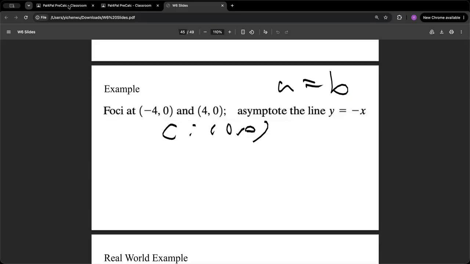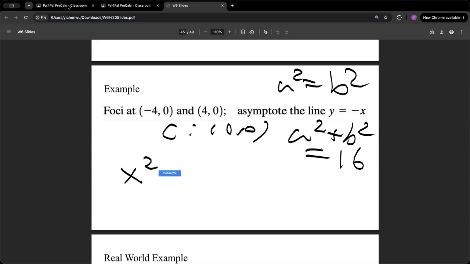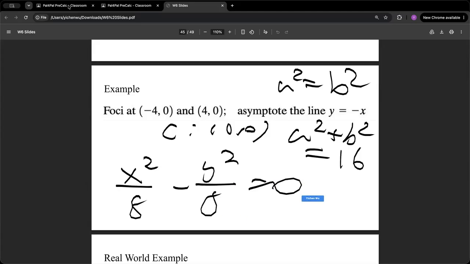Or a squared equals b squared is more accurate. With this, we can also get a squared plus b squared is 4 squared, which is 16. So a squared and b squared are both 8. So then we just get x squared over 8 minus y squared over 8, not 0, what am I doing? Equals 1.